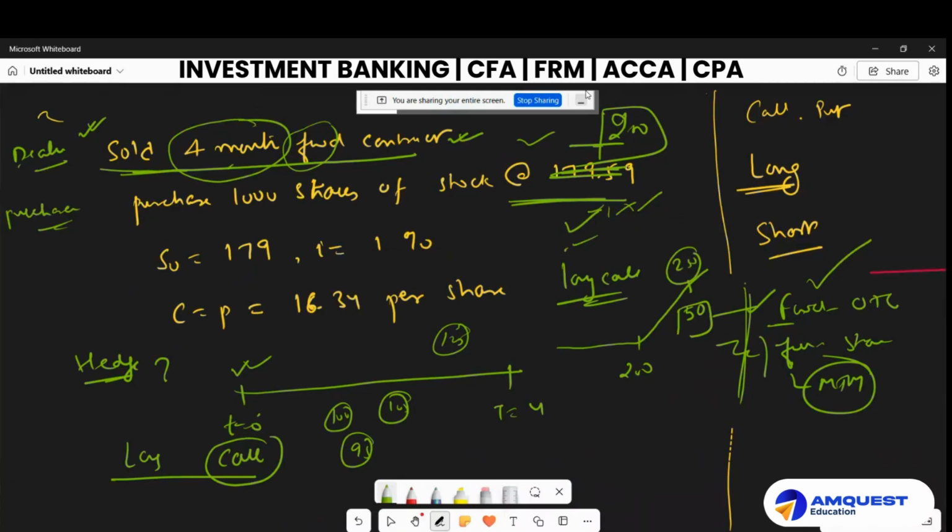Since I'm going to buy from you at 200, your loss would be 50 rupees. Effectively, you don't have anything, and the maximum loss that you would have is the premium price. Is upside covered? Okay. Let's talk about the downside.